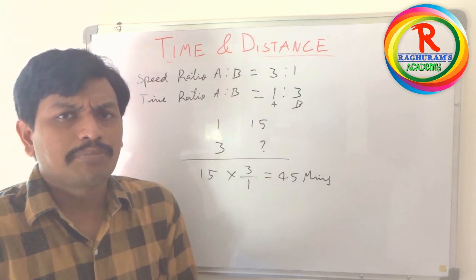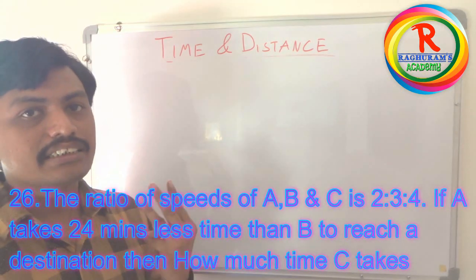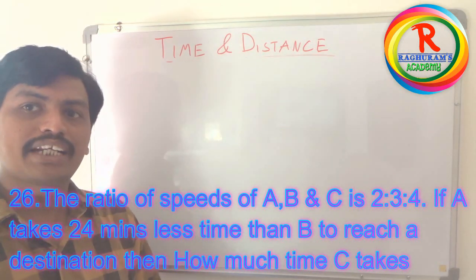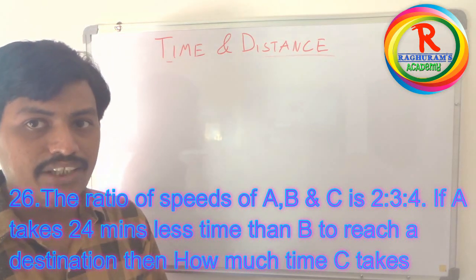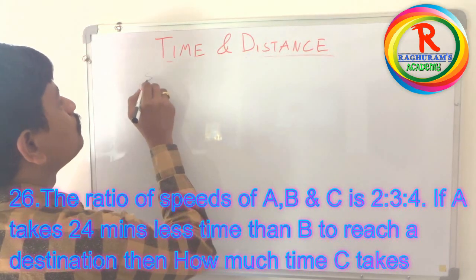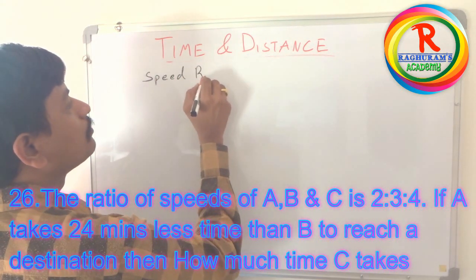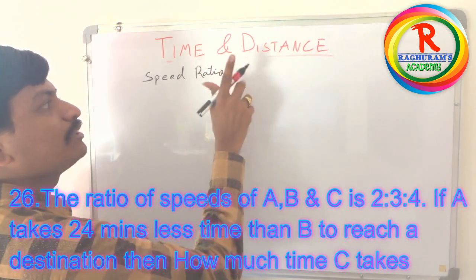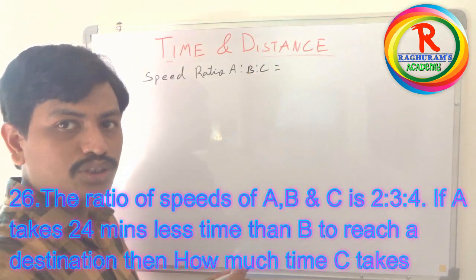Okay, let us see the next problem. The ratio of speeds of A, B and C, here 3 persons, A, B, C, is 2:3:4. If A takes 24 minutes less than B to reach a destination, then how much time does C take? Here the speed ratio. What is the speed ratio of A:B:C? What is given? 2:3:4.